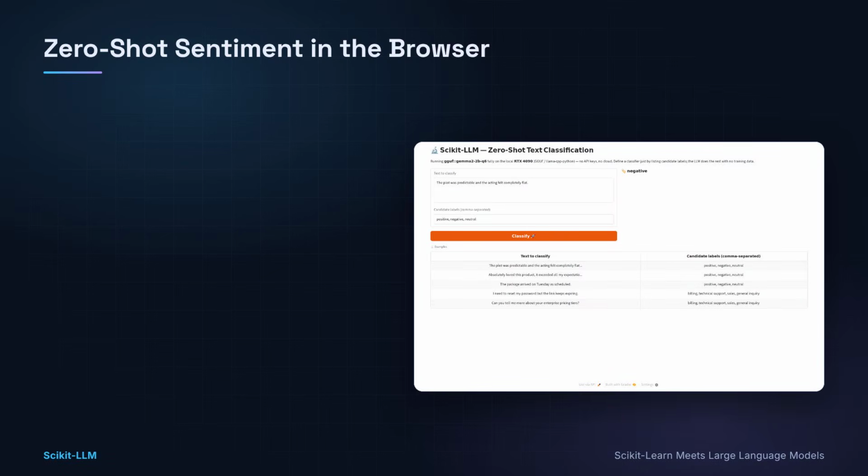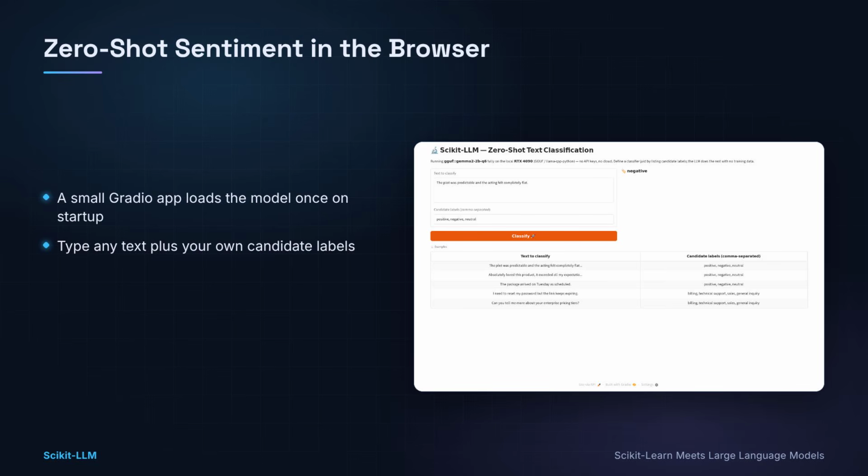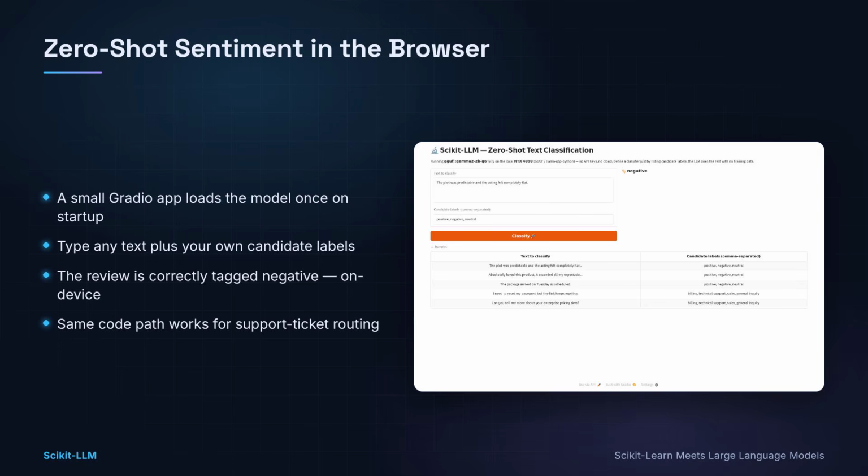To make it tangible, I wrapped it in a small Gradio web app. The model loads once it starts up, then you type any text along with your own candidate labels. Here, a movie review is correctly tagged as negative, computed entirely on device. The very same code path could route support tickets or tag any other category you define.